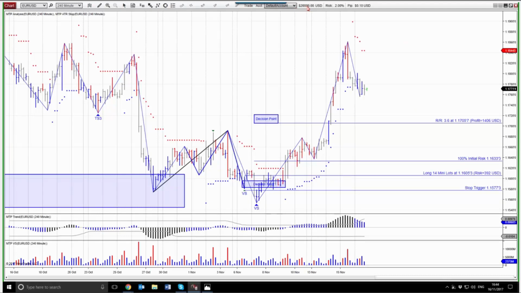In this case, we're looking at a sample $20,000 account, and we're looking to risk 2% on that sample $20,000. So in that case, where this entry level was and this stop level was, that would have been going long 14 mini lots. In other words, we vary the number of lots or contracts or shares, depending on what you're trading, to keep your initial risk constant.